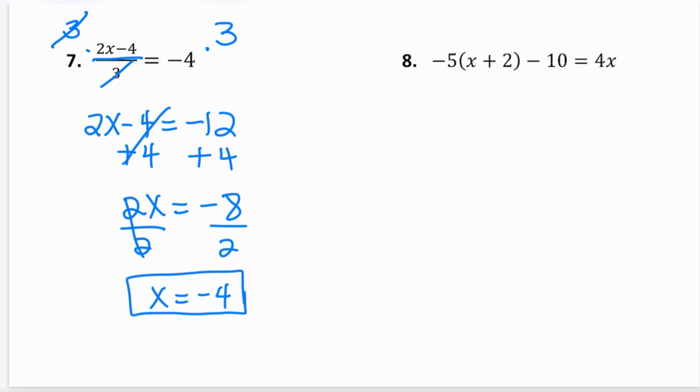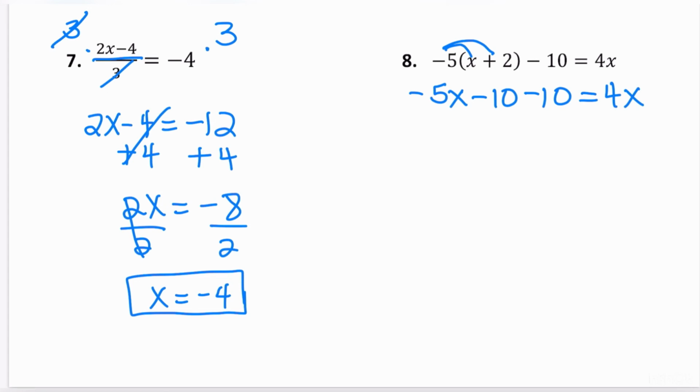Let's take a look at question number 8. In this case, notice we have parentheses. So I need to use the distributive property. I'm going to go ahead and distribute. I'm going to multiply. -5 times x gives me -5x. -5 times 2 gives me -10. Then -10 is equal to 4x.